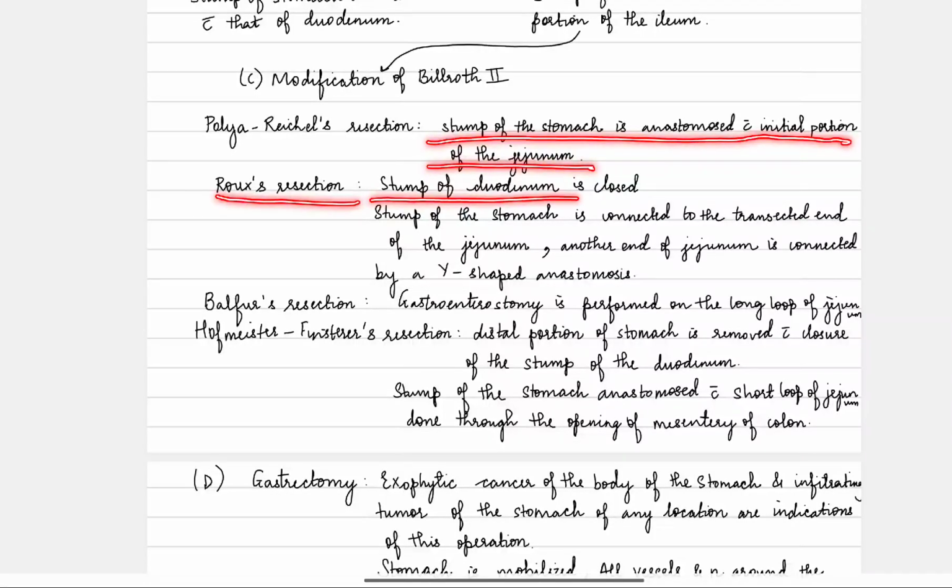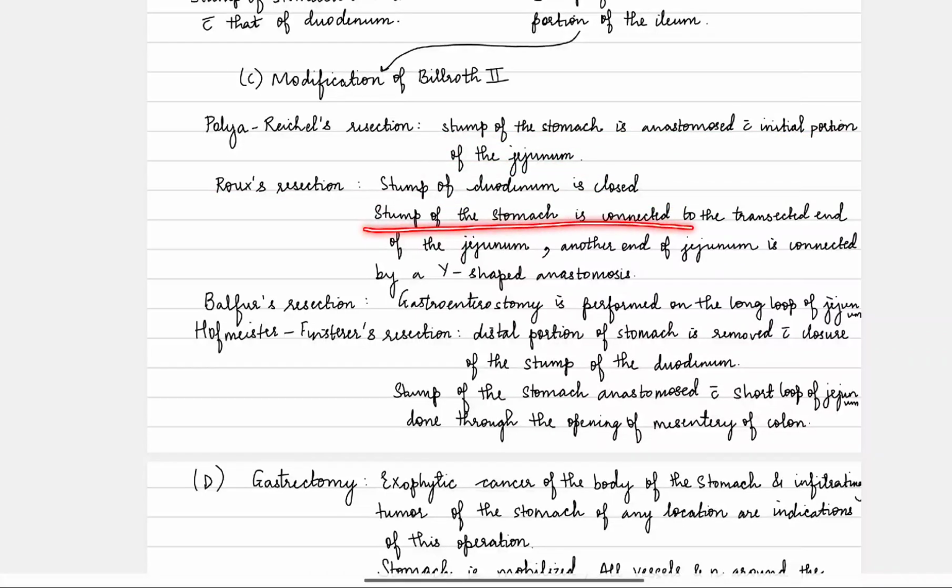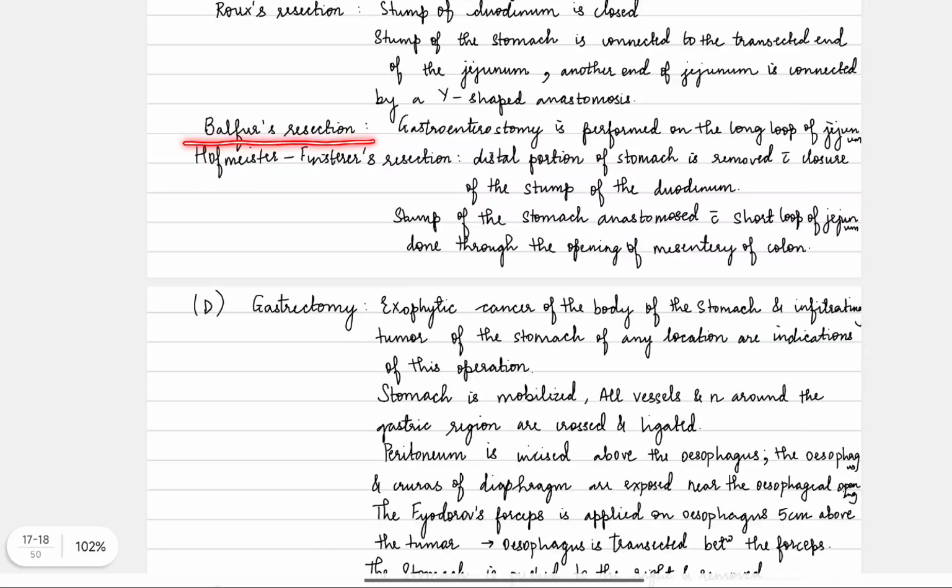Roux resection: the stump of the duodenum is closed. The stump of the stomach is connected to the transected end of the jejunum and the other end is connected by Y-shaped anastomosis. Next is Balfour's resection. Gastroenterostomy is performed on a long loop of jejunum. Hofmeister-Finsterer's resection: a distal portion of the stomach is removed with closure of the stump of the duodenum. The stump of the stomach is anastomosed with a short loop of jejunum through the opening of the mesocolon.